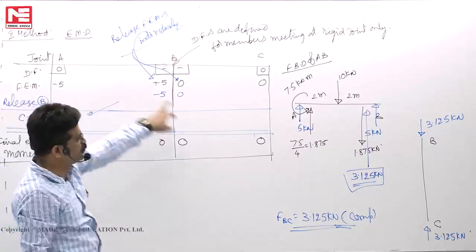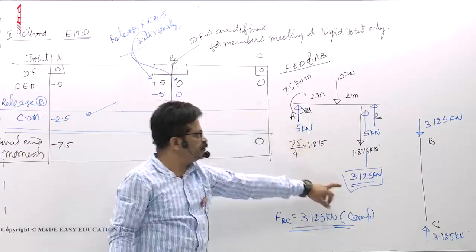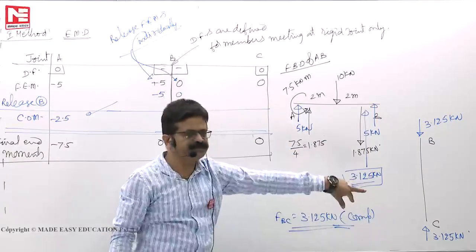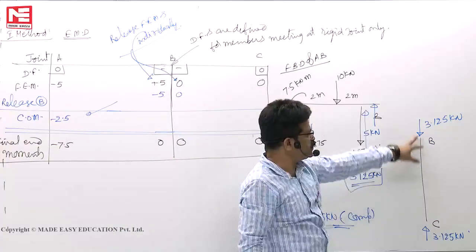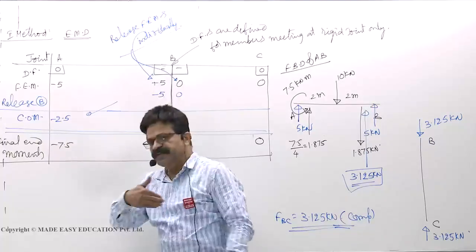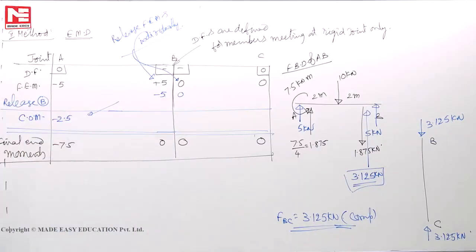So after finding this, you have to draw the free body diagrams to find the force. First you will get this force 3.125, reverse it on the member BC. So it's an axially loaded member, because moment is not transferring, it behaves as an axially loaded member.